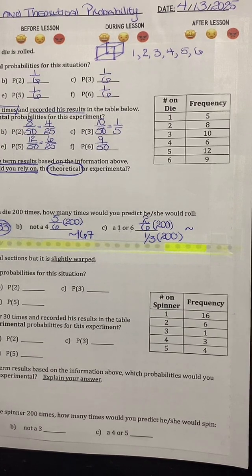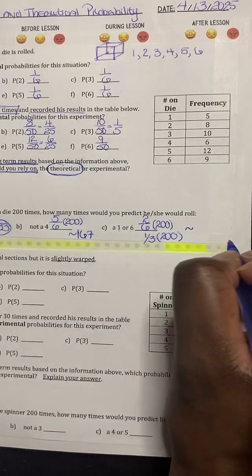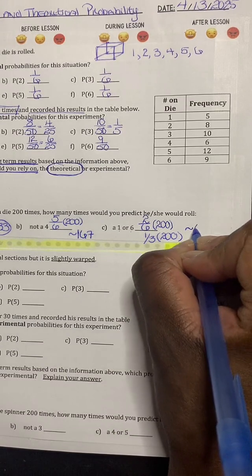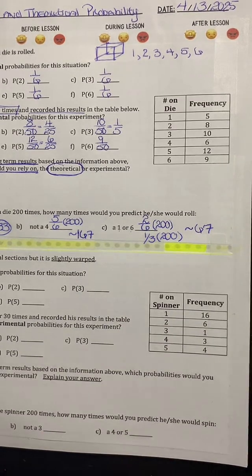Okay, roughly about 67. Okay, we agree with it. Okay, like 66.6. So roughly about 67 if we round it approximately. Okay, good.